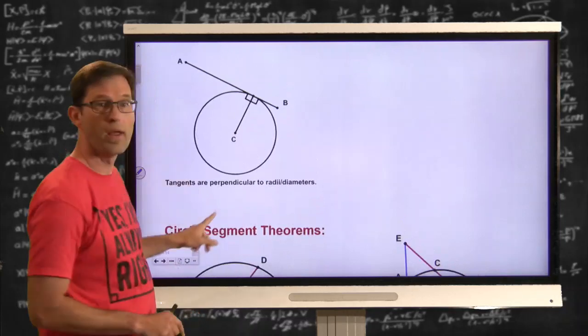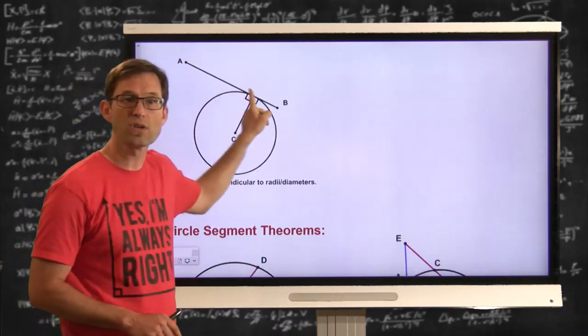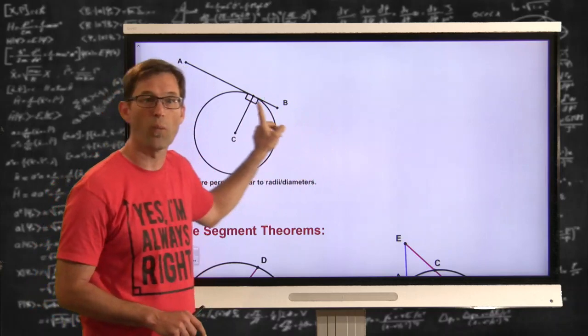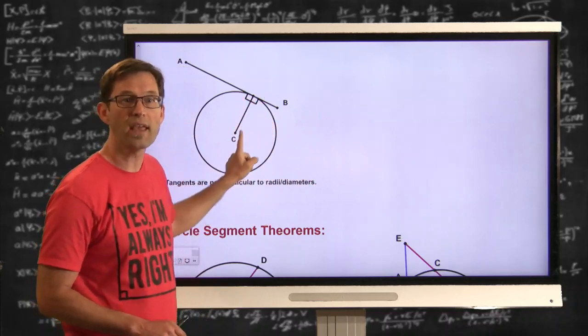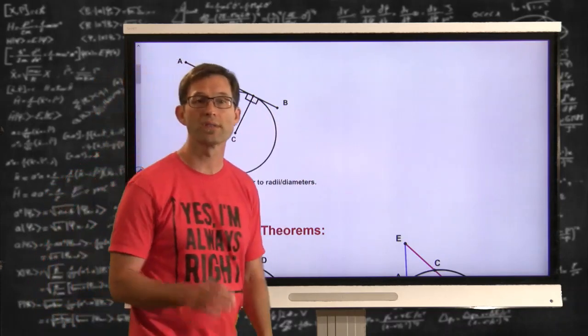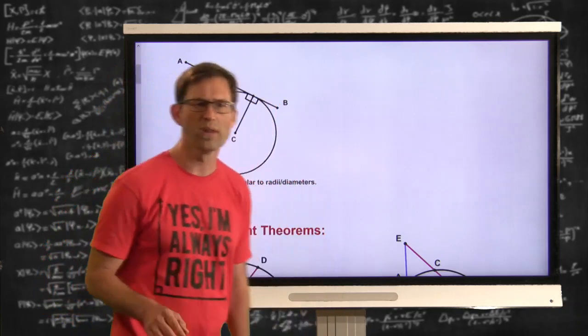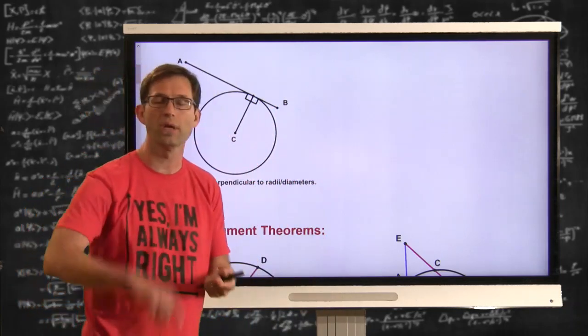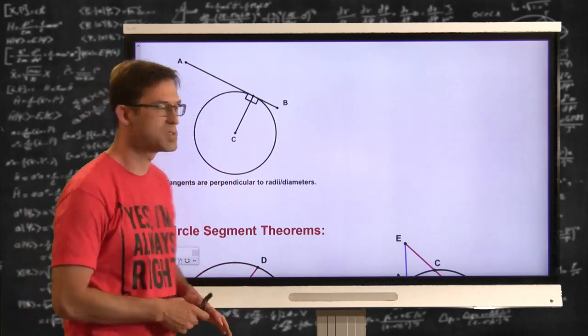And then a real big one here. A tangent is a line that just touches a circle at one point. Any tangent is perpendicular to the radius at the point of tangency. Really key. That can come up in all sorts of problems: trig, Pythagorean theorem, etc.